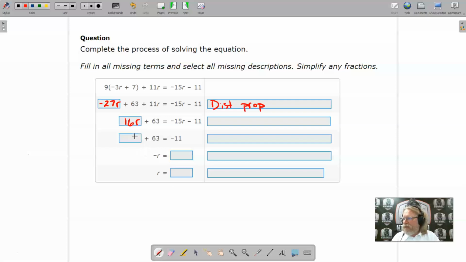The next thing to do is what's going on next. It looks like, notice the negative 15r just disappeared from this side. So apparently, and what do we do here? We combine like terms, didn't we? Combine like terms. So to get from this line to that line there, it looks like we are going to add 15r. That's going to get rid of that. So we're going to add 15r to both sides.